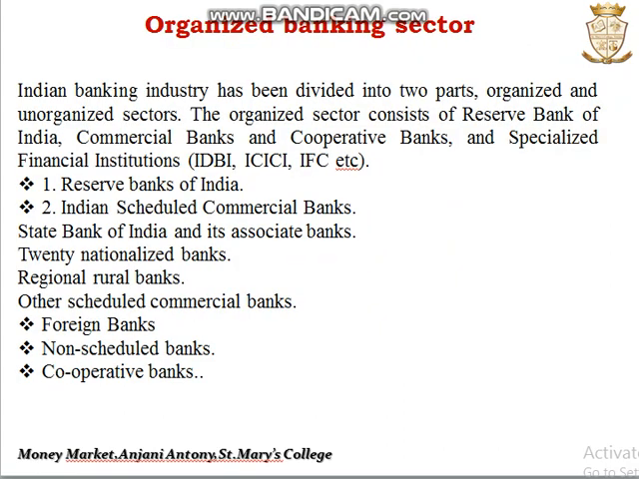And organized banking sector. Indian banking sector has two parts: the organized sector and the unorganized sector. The organized sector consists of RBI, commercial banks, cooperative banks, specialized financial institutions, etc. So here are some of the institutions which are organized. Please go through that. And about the unorganized sector we will deal in the next class.